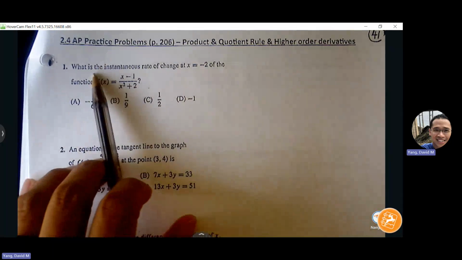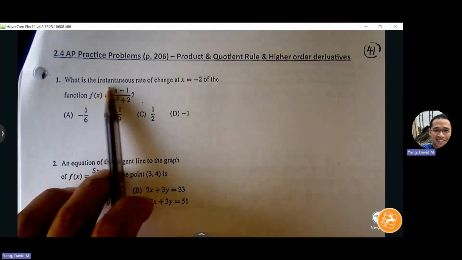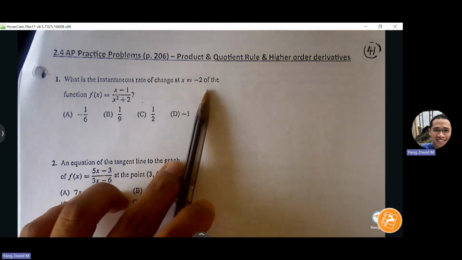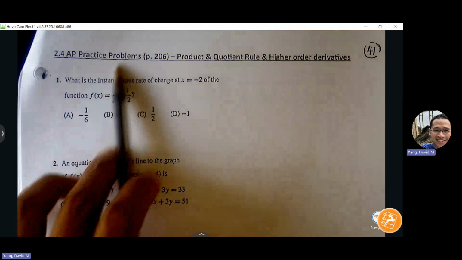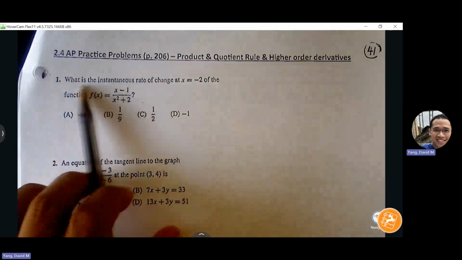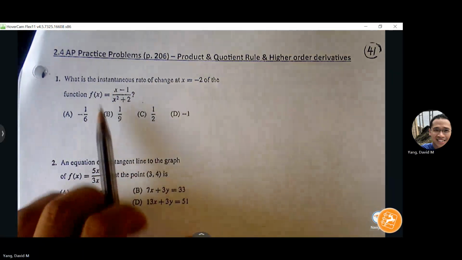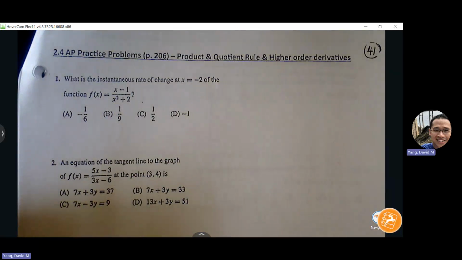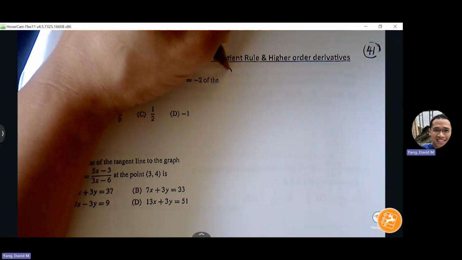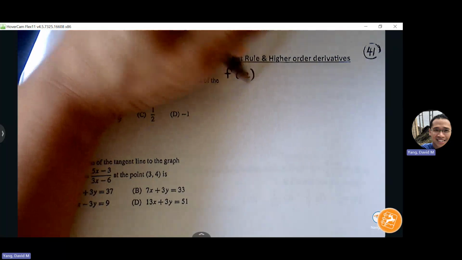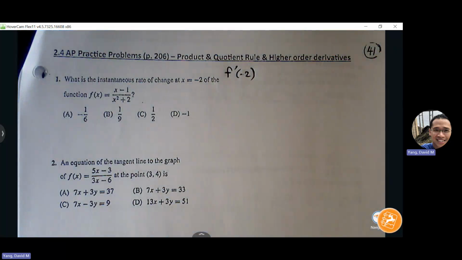So it says, number 1, page 41, what is the instantaneous rate of change at x equals -2 of the function f of x? Now, what is this asking for, you think? What is the instantaneous rate of change? Derivative at, yeah, so we're basically looking for f prime of -2. That's our goal, right? Our goal is to find f prime of -2.